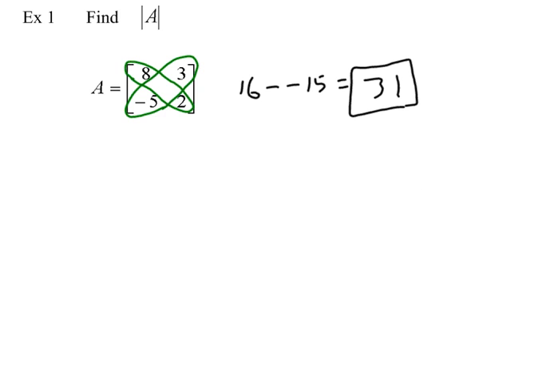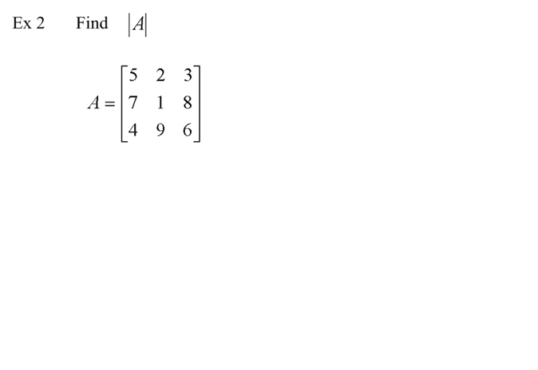Alright, that's not bad. Let's get a more complex example. Let's say we need to find the determinant of this matrix. Well, there's a method that works only for 3 by 3 matrices where we can look at the diagonals once again. Now, the strange thing is, if we look at the first diagonal, we're probably okay, 5, 1, and 6. But if we look at the next diagonal, we just have that 2 and 8, and then there's a 3. So what do we do with that?